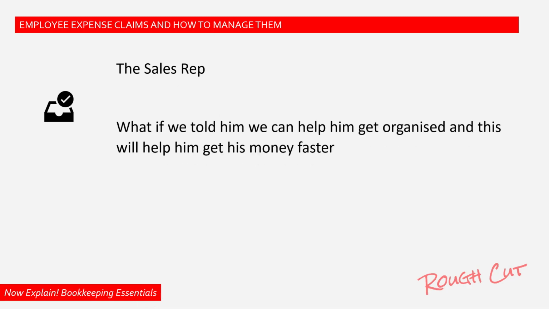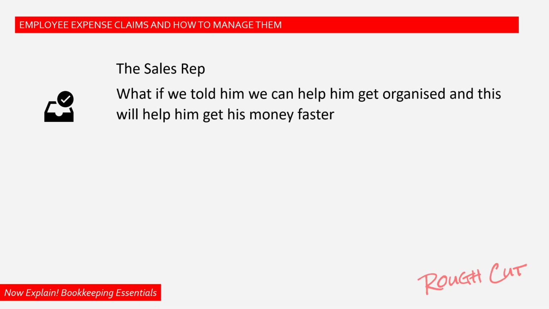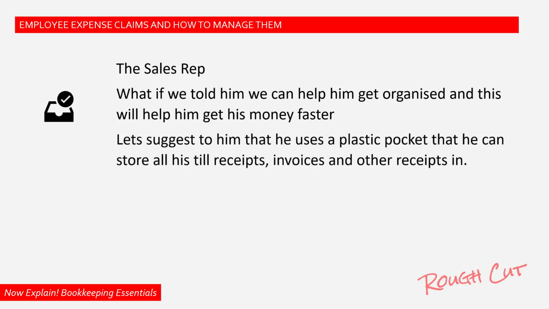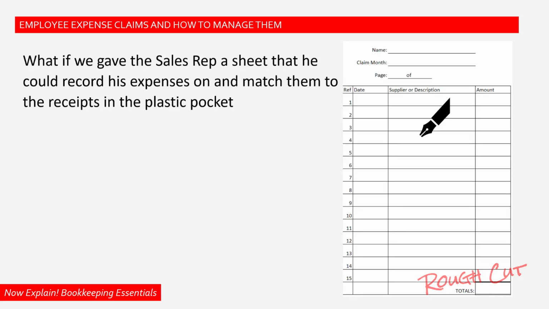The sales rep. What if we told him we can help him get organised and this will help him get his money faster? Let's suggest to him that he uses a plastic pocket that he can store all his till receipts, invoices and other receipts in. Now at least he has a place to keep receipts. What if we gave the sales rep a sheet that he could record his expenses on and match them to the receipts in the plastic pocket?